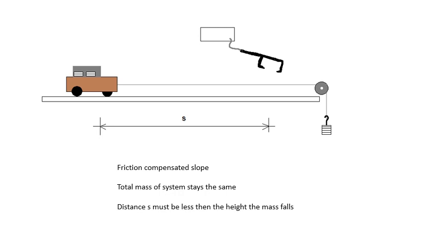And then obviously the mass is going to fall and hit the floor, and the distance that it falls needs to be at least as big as the distance that the trolley accelerates over. If you think about it, it should be pretty obvious. But you should be familiar with this kind of experiment, verifying F equals ma.